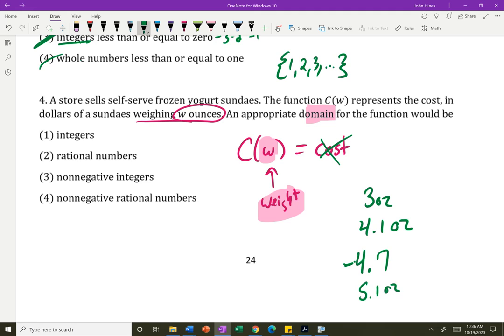Negative, I don't want negative. Negative frozen yogurt is bad. I never want negative frozen yogurt. So integers, that's got negative numbers in it. Rational numbers, that's my fractions, but that also has negative. I want non-negative. So now I need to decide, do I want just the nice whole numbers and their negatives?